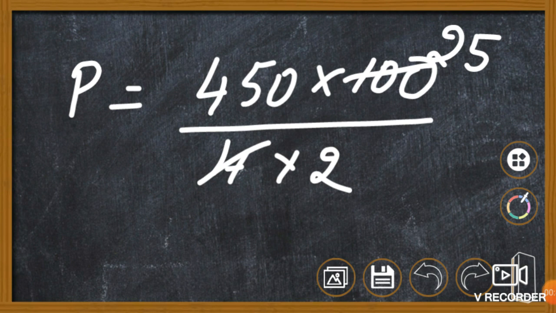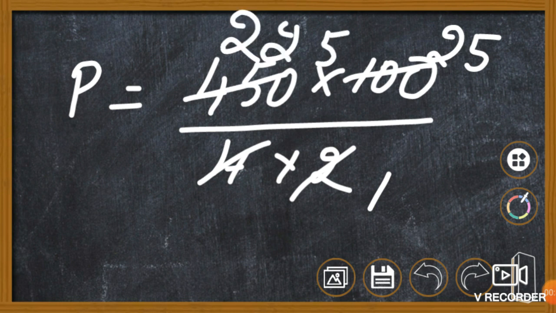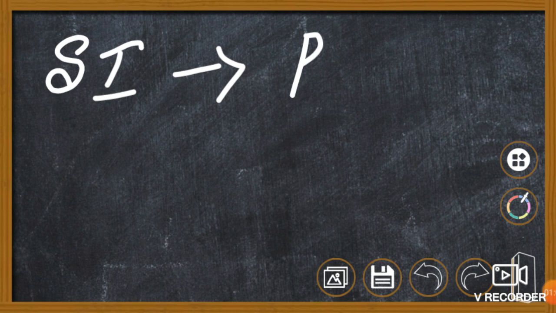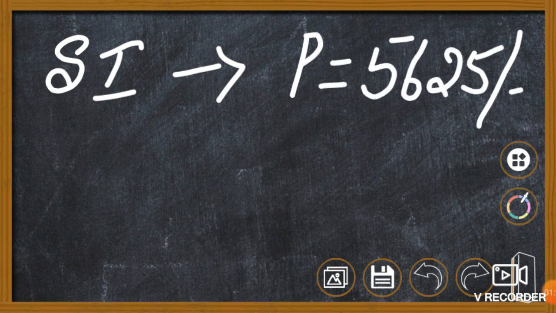Let us divide 450 by 2. 2 ones are 2, 25s are. So the product of 225 and 25 will lead to rupees 5625. So by using simple interest, we have calculated the principal as rupees 5625. Use the same sum to calculate the compound interest.